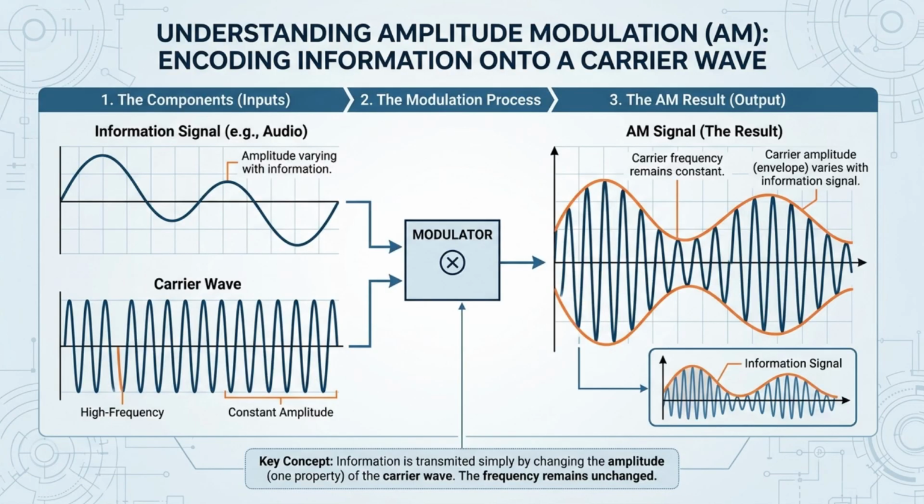The AM system demonstrates one of the most fundamental ideas in communication engineering. Information can be transmitted simply by changing one property of a carrier wave. This concept remains at the heart of virtually every wireless communication technology developed since.